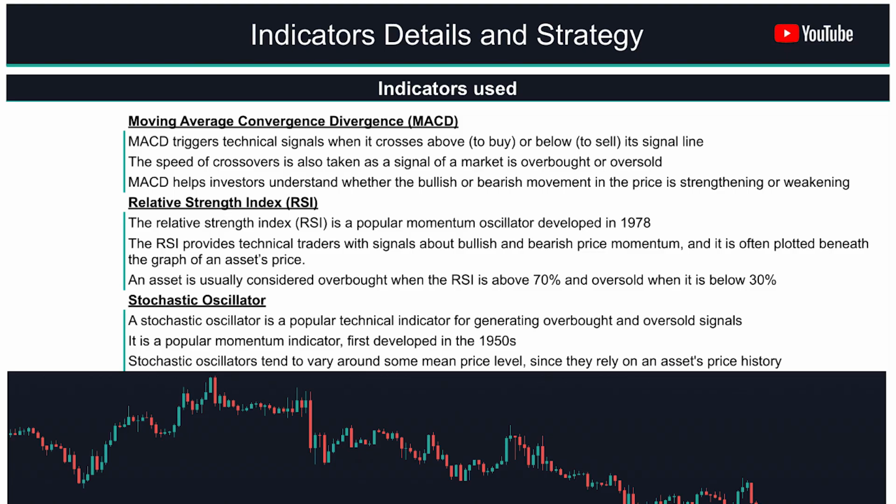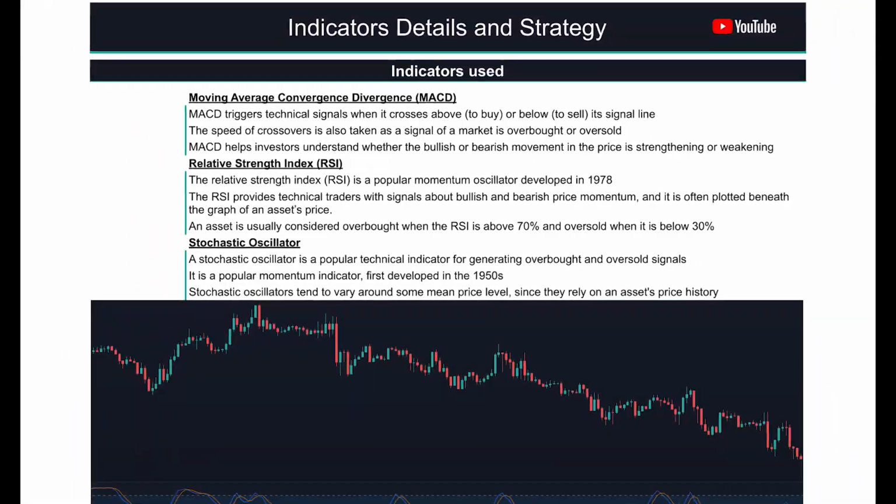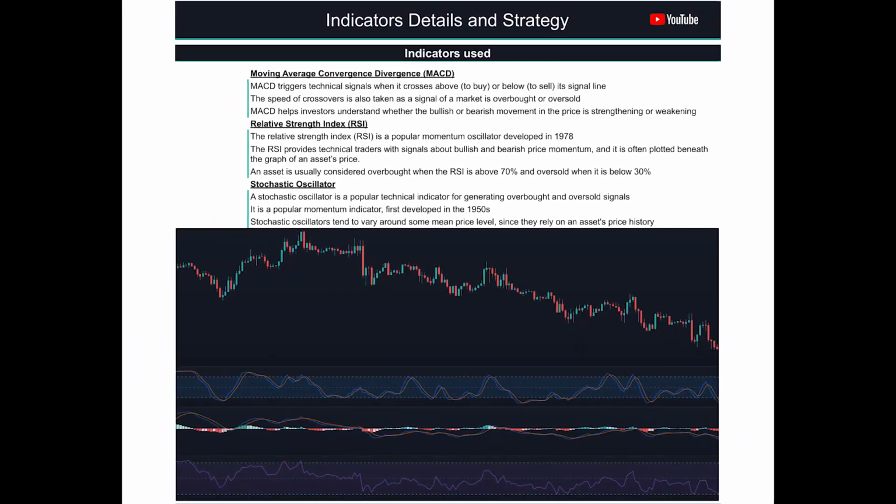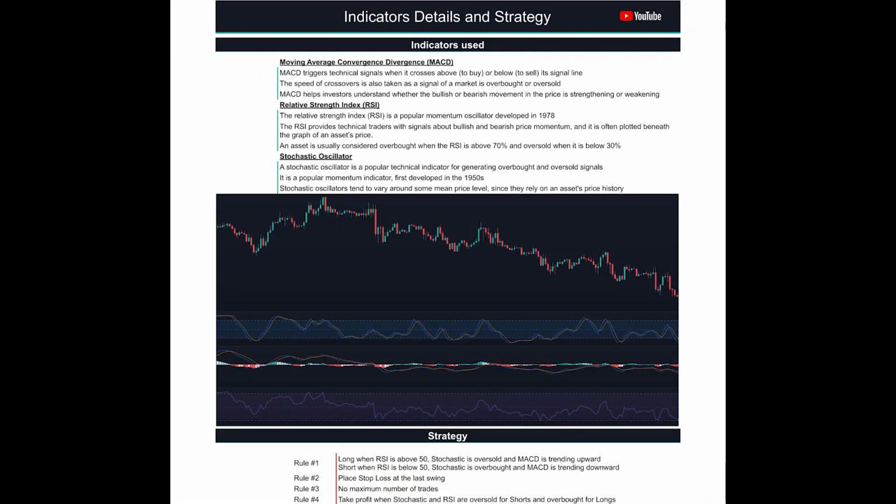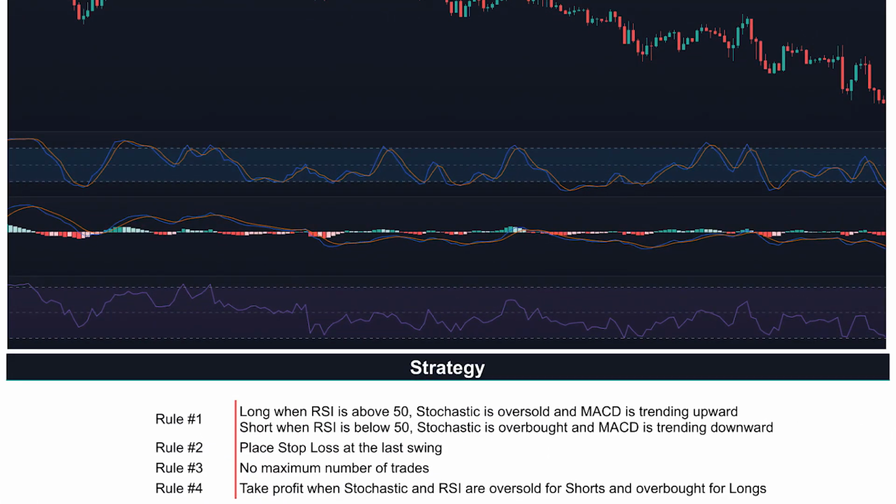So this backtest is based on the 1-hour time frame with variable stop loss and take profit settings. So here's the strategy. We go long when the RSI is above 50, the stochastic is oversold, and the MACD is trending upward. And similarly, we go short when the RSI is below 50, the stochastic is overbought, and the MACD is trending downward. Second rule is that we place the stop loss at the last swing.